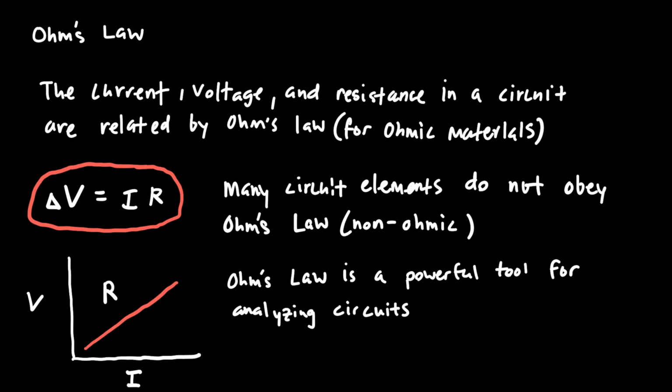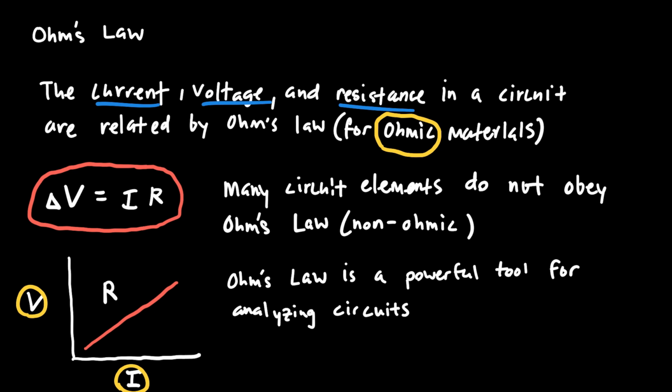Perhaps one of the most important tools that we have for analyzing a circuit is Ohm's law. Ohm's law relates the current, voltage, and resistance in a circuit. What it says is that as long as you are working with an ohmic material, O-H-M-I-C, then if I make a graph of the voltage as a function of current, I should get a straight line, and the slope of that line is equal to the resistance of the material.